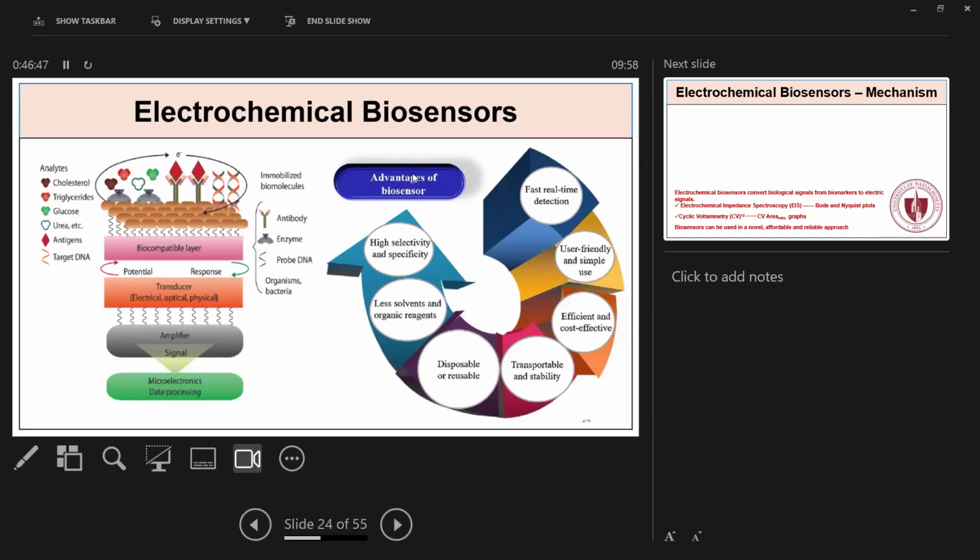High sensitivity and specificity. Analytes or the proteins, the sample. In sweat, there is some excretion of proteins. In saliva, there is protein, and in blood, there is protein. So here we focus on antigens as the analytes. Okay. Advantages of biosensor: it is highly selective and specific, uses less solvents and organic reagents, disposable and fast. It detects very fast, user-friendly, efficient and cost-effective, transportable, and stable. You can imagine, right? It's just a chip, a normal chip.